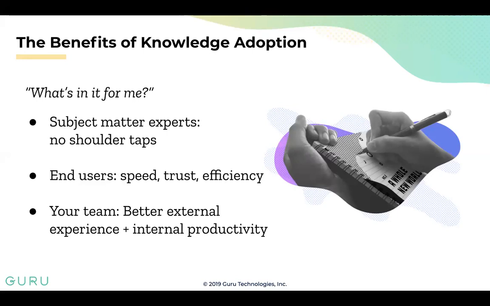For SMEs, they can focus their time on more strategic projects without losing time in their day answering shoulder-tap type questions. They'll see instant value from keeping their knowledge up to date and in one place that the rest of your team can access. For end users, the more that reps, agents, and the rest of your team adopt knowledge, the more likely it is they'll increase their speed and efficiency of completing their daily activities. And they'll do so knowing that they can rely on the knowledge they just used to be trusted and verified. Overall, as your team adopts knowledge into their workflows, it'll provide your customers and prospects with a better, seamless external experience, as well as smoother internal processes and productivity.